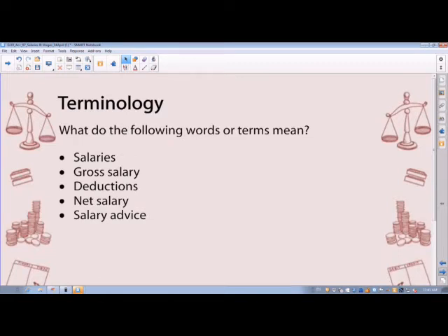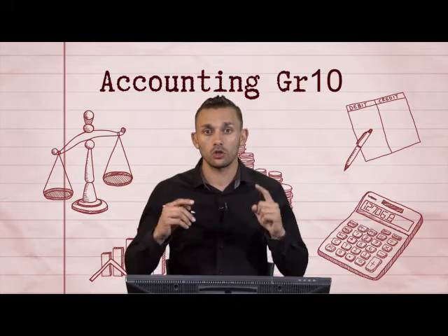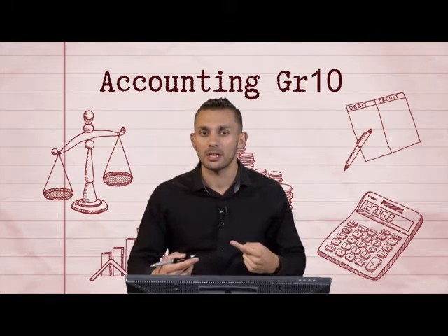So terminology, what do you understand with the following words? Explain all of these in one sentence for me. The very first one, salaries. Number two, a gross salary. Number three, deductions. Number four, a net salary. And then the fifth one, a salary advice. Now I want to give you 2 minutes to quickly look at these terms and explain them to me.